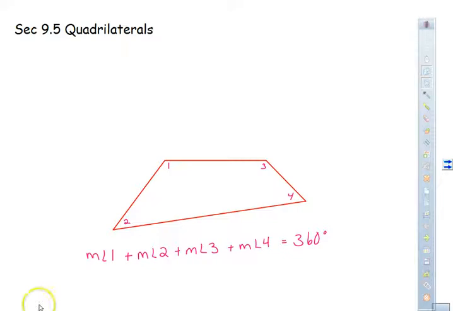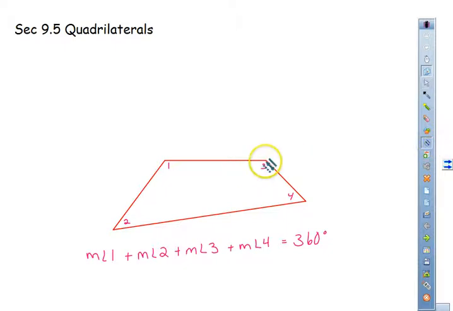Alright, what we have here are 4 angles, angle 1, 2, 3, and 4. And according to our quadrilateral rules, and again, quadrilaterals are 4-sided figures. They also have 4 angles. If you take the measurement of angle 1 plus angle 2 plus angle 3 plus angle 4, it will equal exactly 360 degrees.